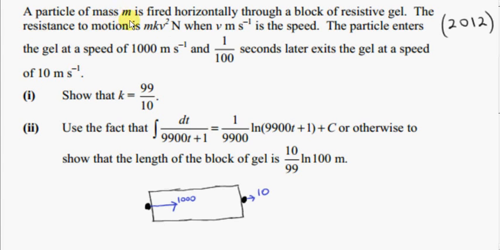A particle of mass m is fired horizontally through a block of resistive gel. The resistance to motion is mkv squared newtons, where v meters per second is the speed. The particle enters the gel at a speed of 1000 meters per second and 1/100 of a second later exits the gel at a speed of 10 meters per second. Show that k is 99 divided by 10.